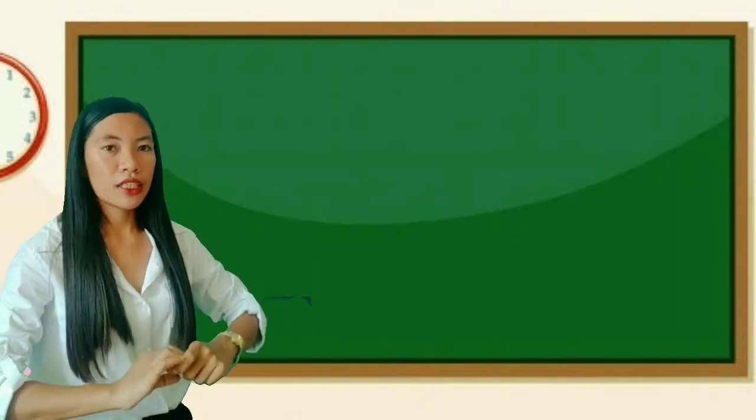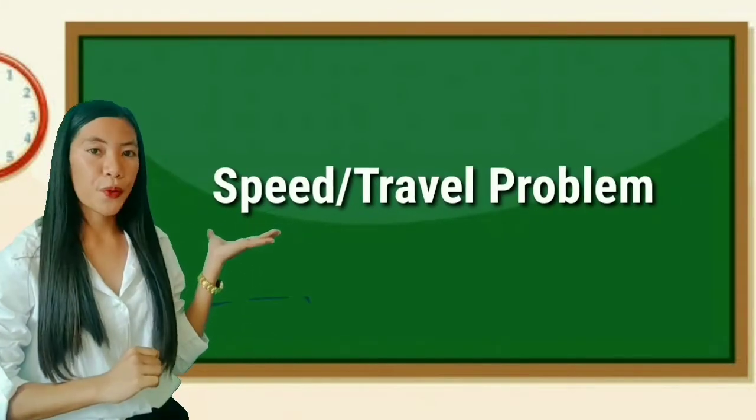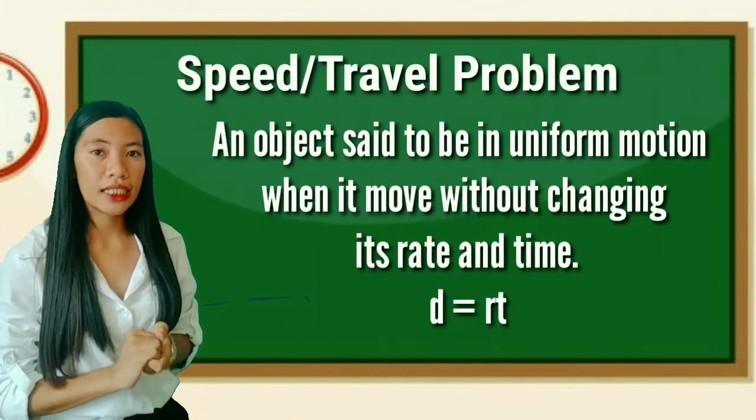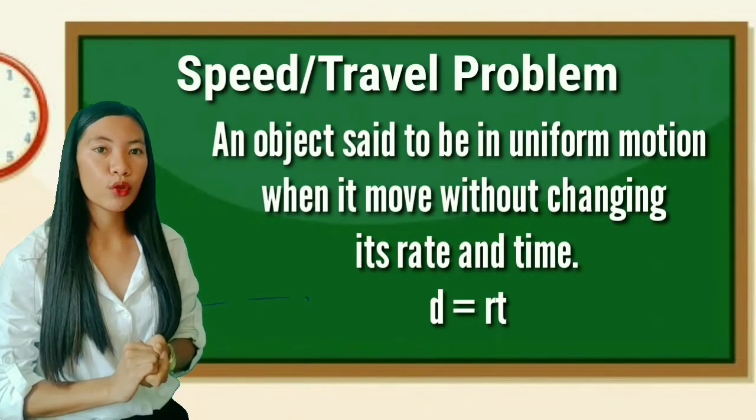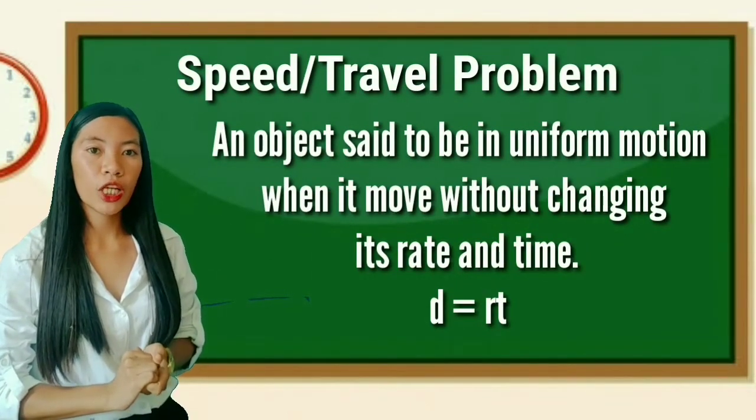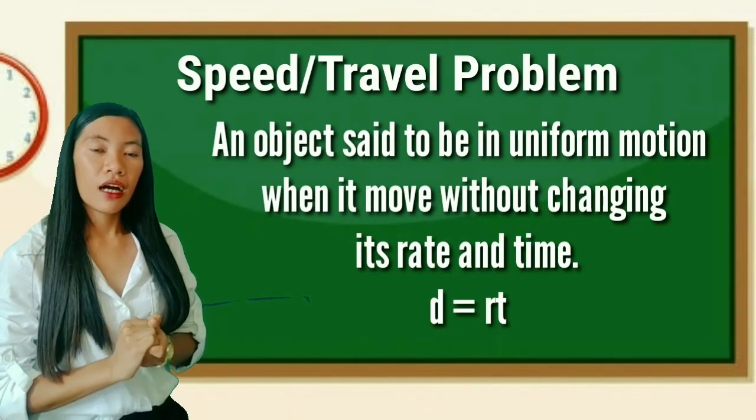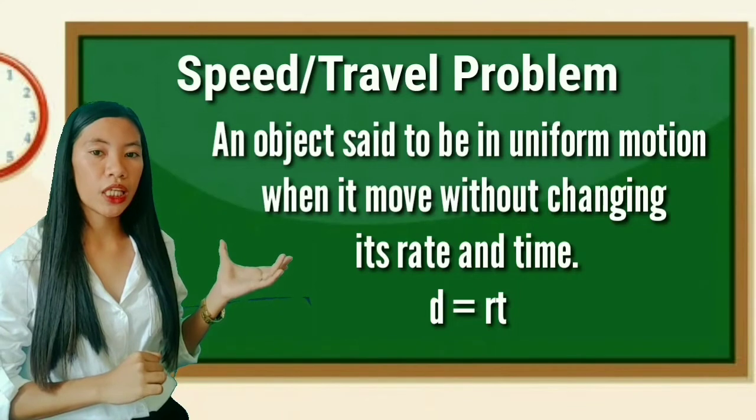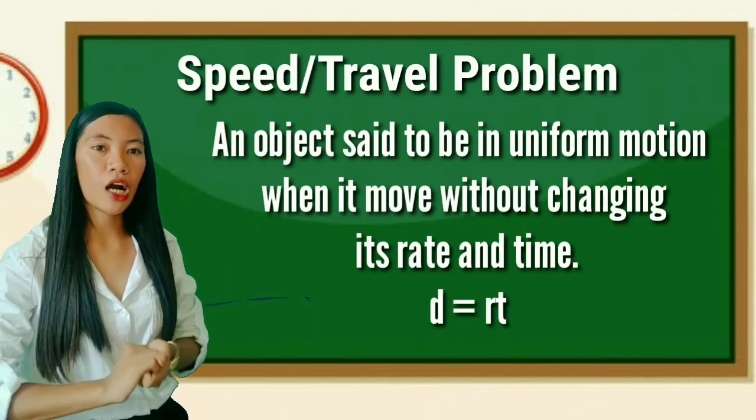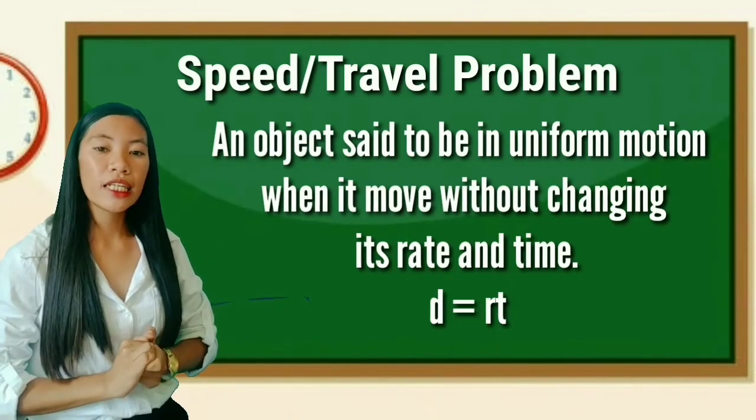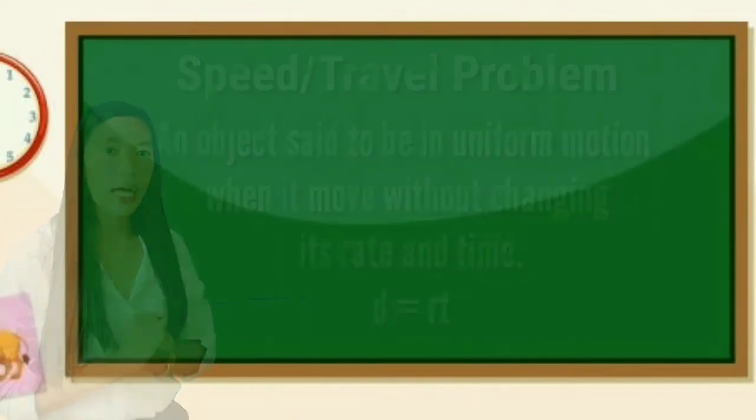Let us now explore one of the other examples of problems involving rational algebraic expressions. The example is a speed travel problem. An object is said to be in uniform motion when it moves without changing its speed or rate. This example uses the formula of distance. So D equals R times time.